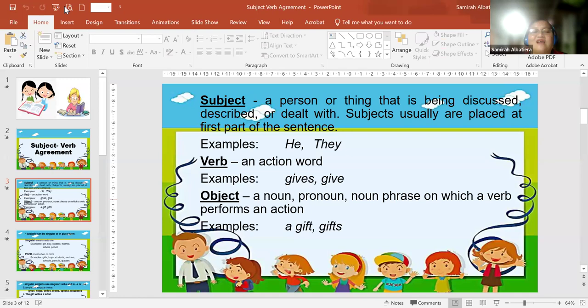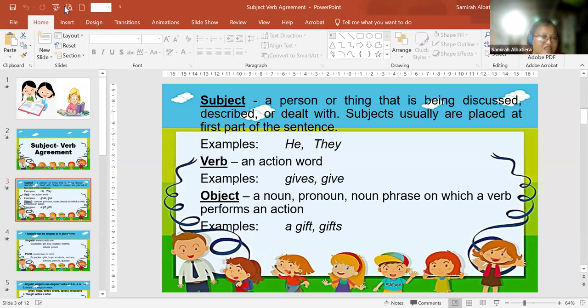So verb, you already know about the verb. You can either add S or ES if you're talking about a singular verb, and then use the original form of the verb if you are talking about a plural verb. And then object: a noun, a pronoun, or a noun phrase on which a verb performs an action. If I am going to make a sentence out of the examples, subject is he, verb is gives, object is a gift. So I can say he gives a gift or they give gifts.